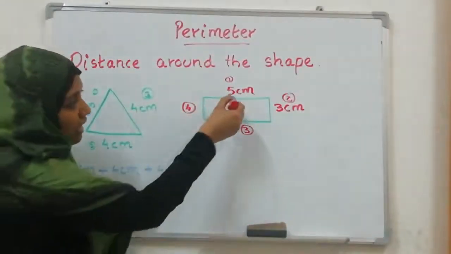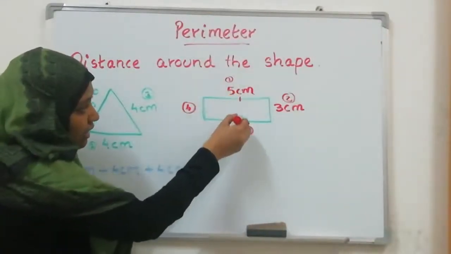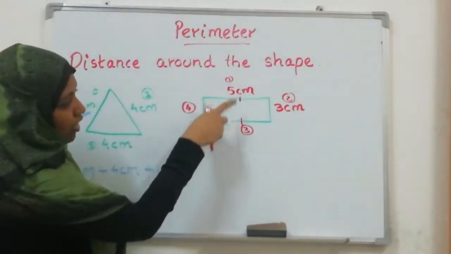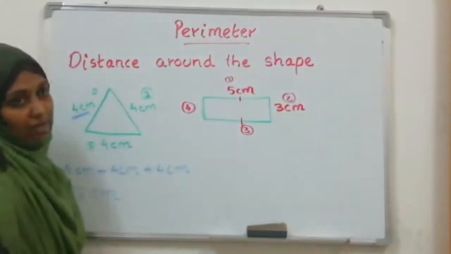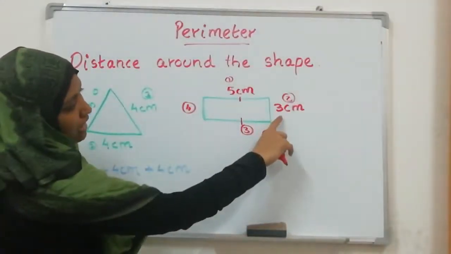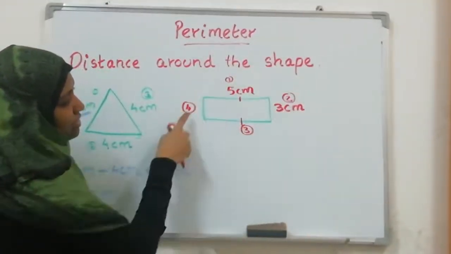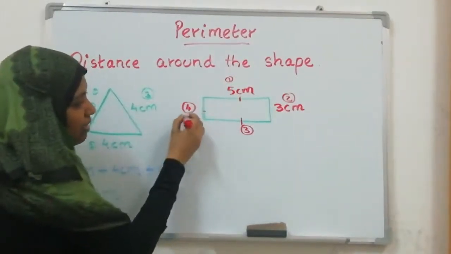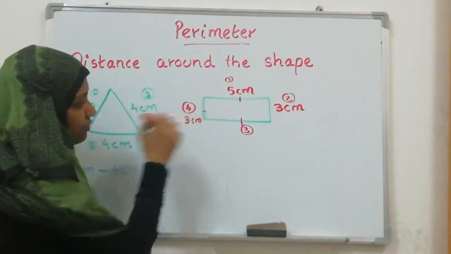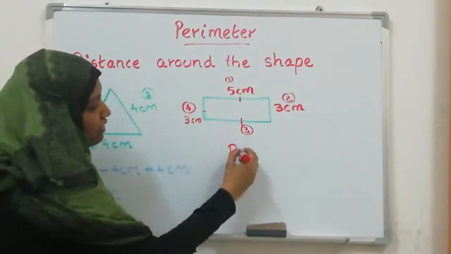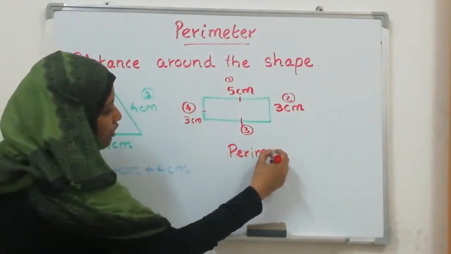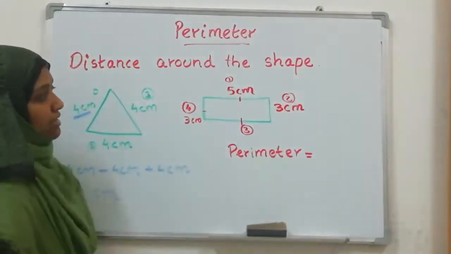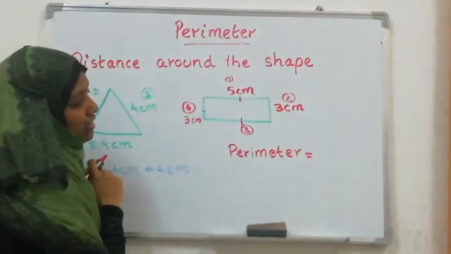We know that in a rectangle, the opposite sides will be equal. So if this is 5 centimeter, the opposite side will also be 5 centimeter. And what about here? It is 3 centimeter. The opposite side will also be equal, so this will also be 3 centimeter. Then how do I find the perimeter of this rectangle? By adding all the sides.